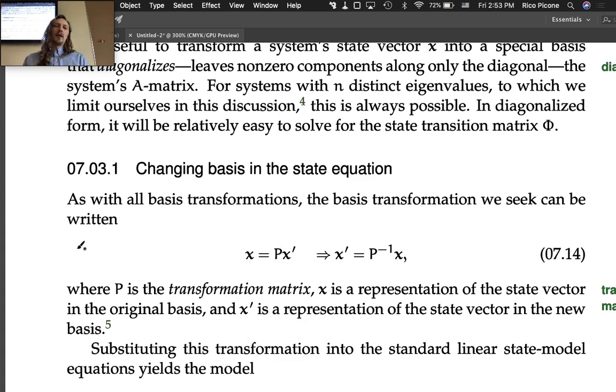Prime here does not mean derivative. In this context, I don't use prime for derivative in this class at all, so you're never going to see that. Prime here just means it's a new x in a new basis.